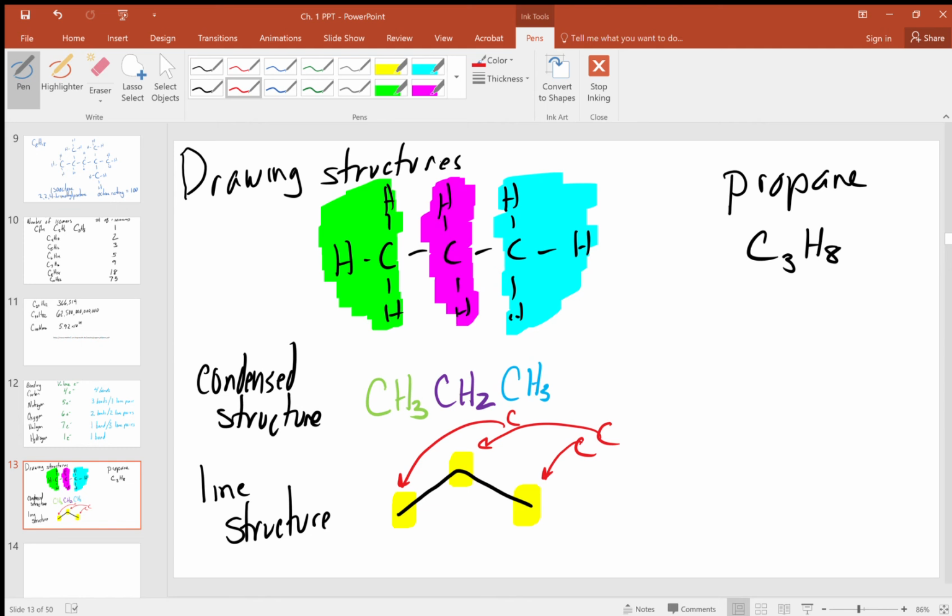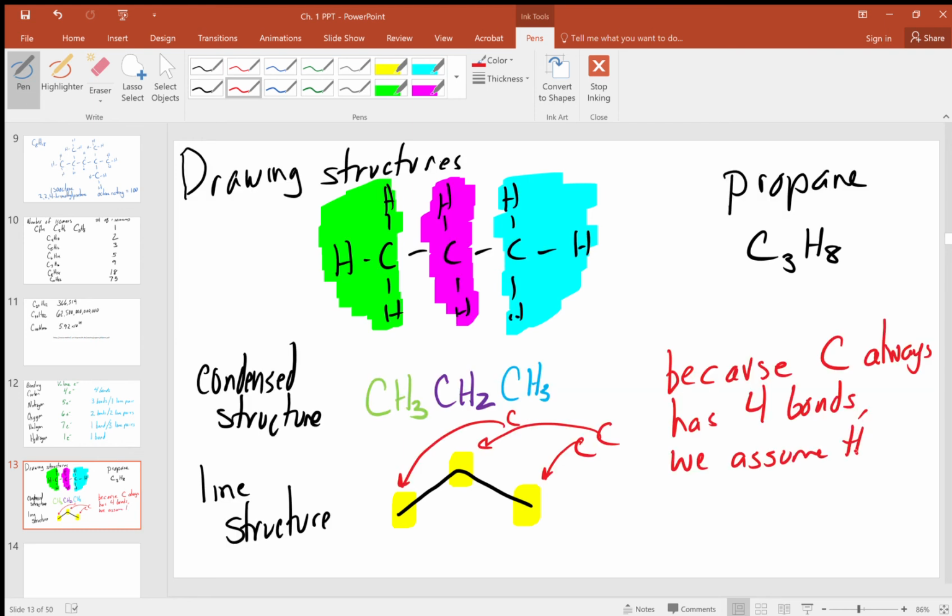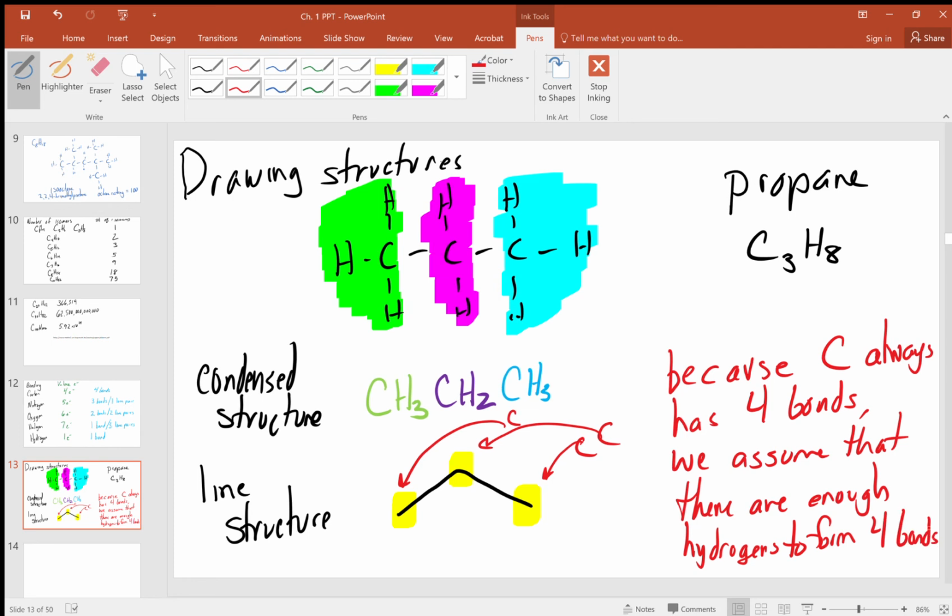What about the hydrogens? Well, because we know carbon always has 4 bonds, we assume that there are enough hydrogens to form 4 bonds. So we're going to redraw this structure on the next page.